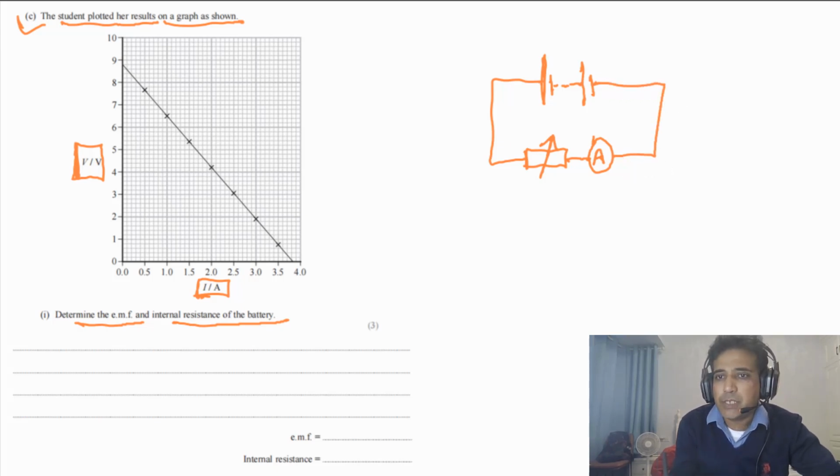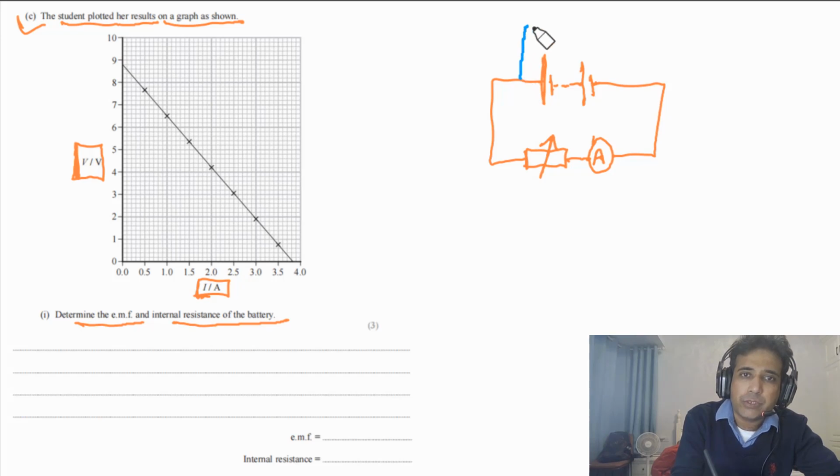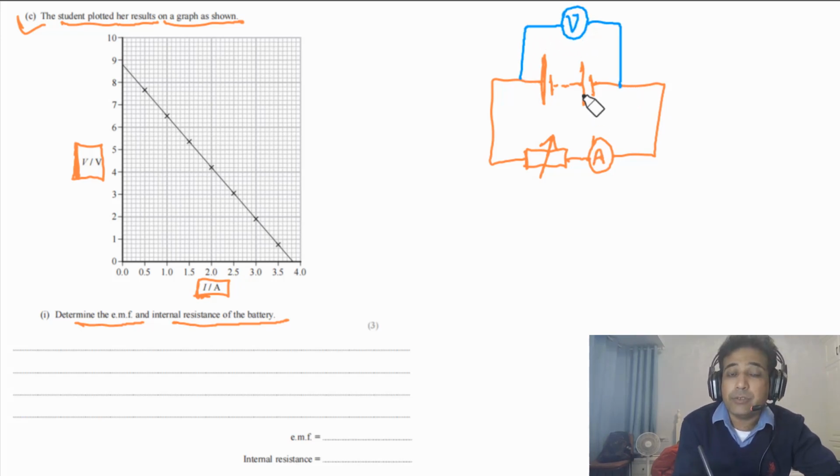In this case we have drawn our voltmeter here. So this is our voltmeter. And this battery is not an ideal battery. This battery has internal resistance. So we can also draw one very small resistor here. This is representing the internal resistance. And this one we can say is capital R.